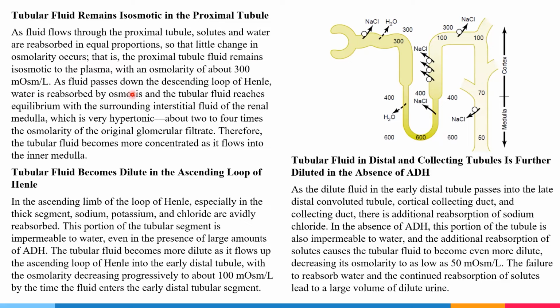As fluid passes down the descending loop of Henle, water is reabsorbed by osmosis and the tubular fluid reaches equilibrium with the surrounding interstitial fluid of the renal medulla, which is very hypertonic, about 2 to 4 times the osmolarity of the original glomerular filtrate. Therefore, the tubular fluid becomes more concentrated as it flows into the renal medulla.